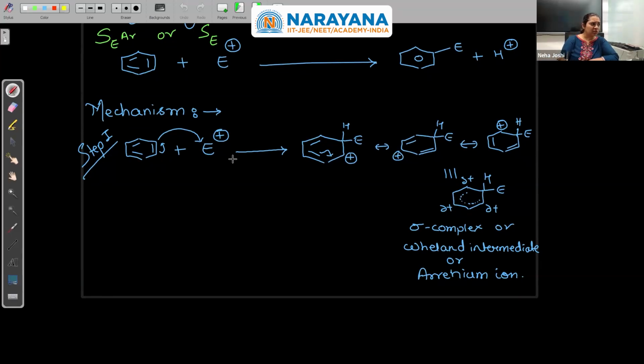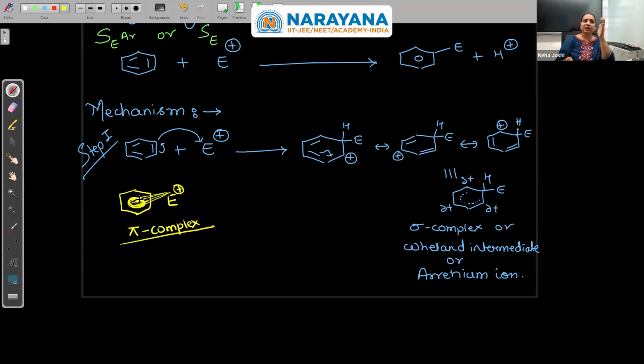Though before this first step, there is one very obvious thing that happens. Benzene is planar, the pi electron cloud is upside and downside, both sides. So when any electron deficient system approaches, this entire electron cloud gets attracted towards E plus. So whatever was initially uniformly distributed is no more uniformly distributed. It will get pulled towards the E plus. And this we will call pi complex.